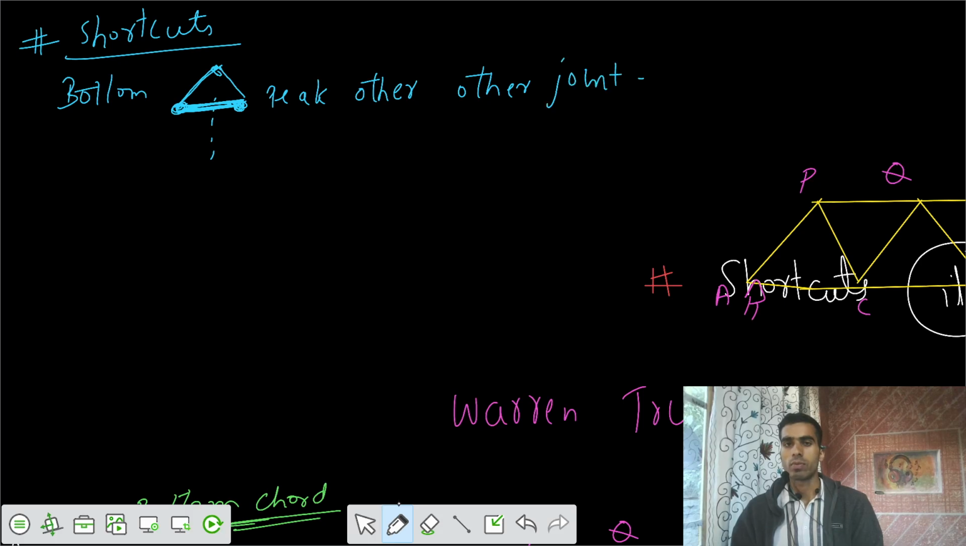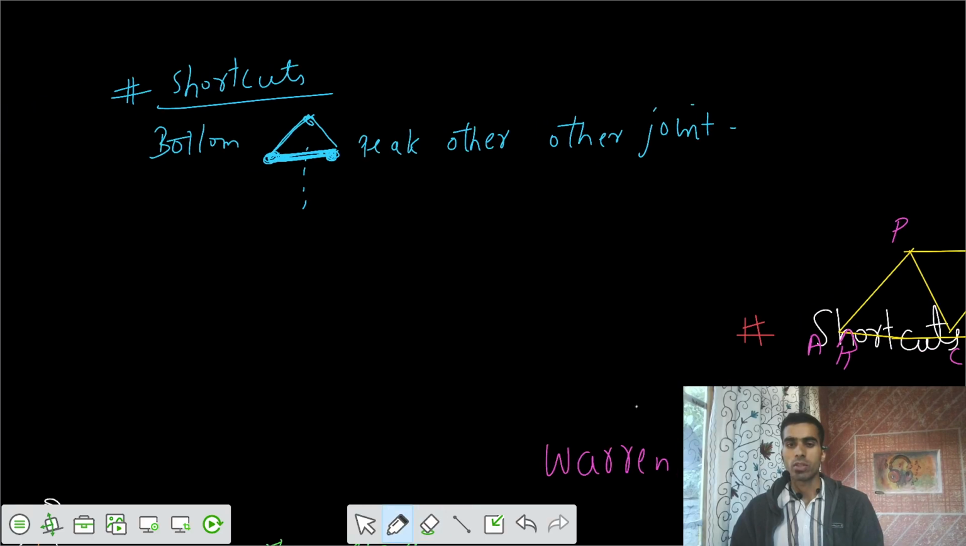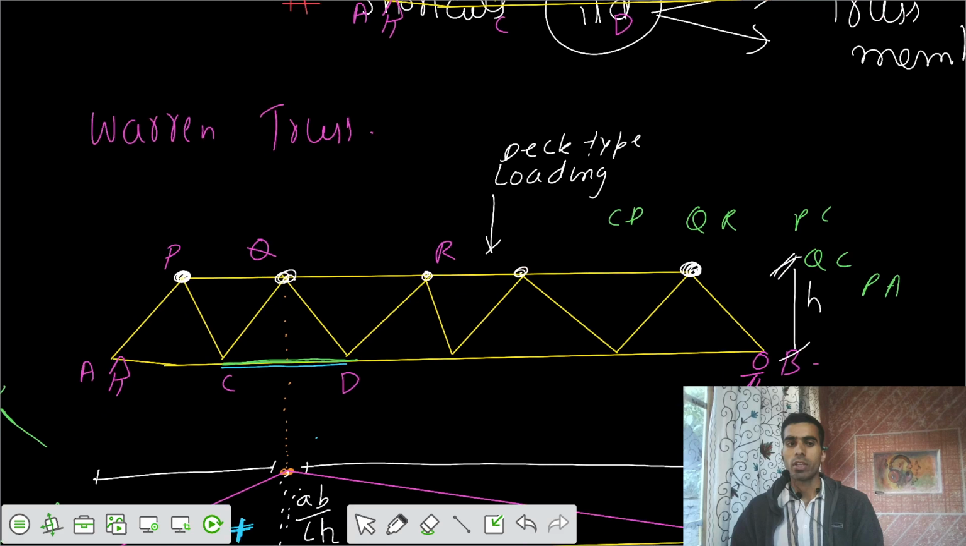So let's take this one. Bottom chord members are subjected to tensile ILD. So we say that you have to draw positive ILD with the ordinate of AB by LH, where A and B are with respect to the point where we have the peak. Now the second one is that you have to get for the QR.